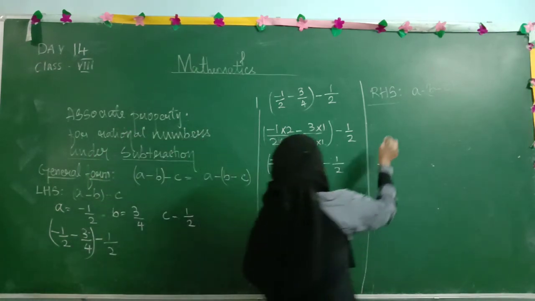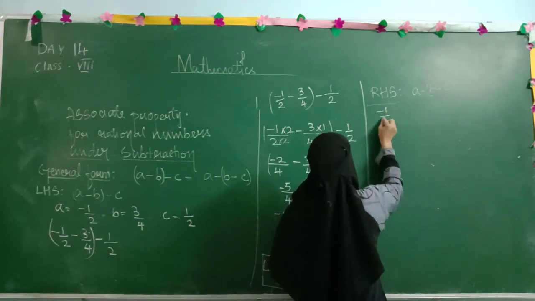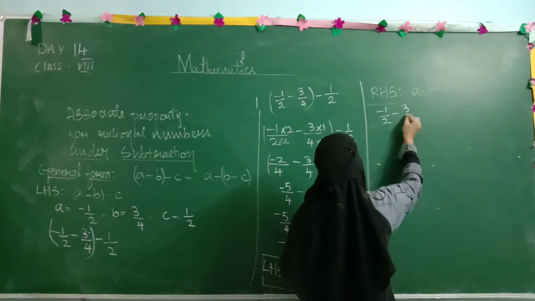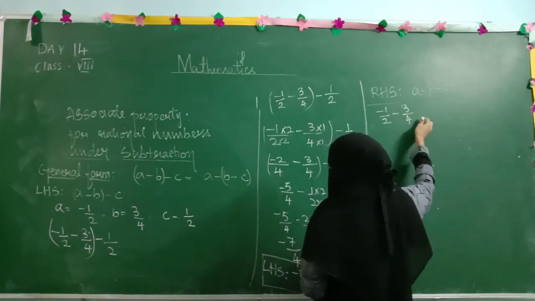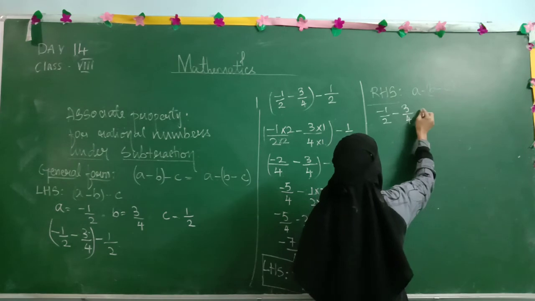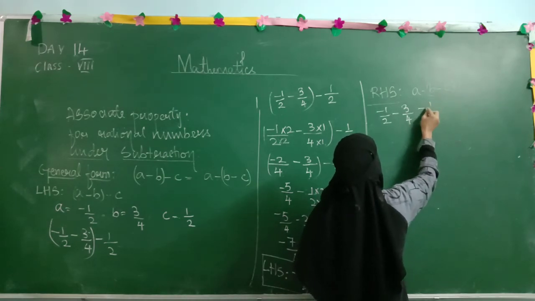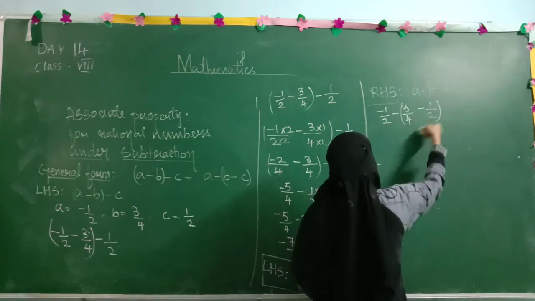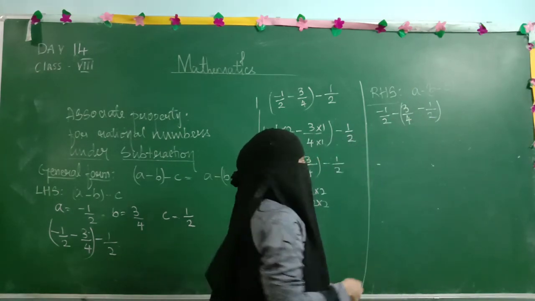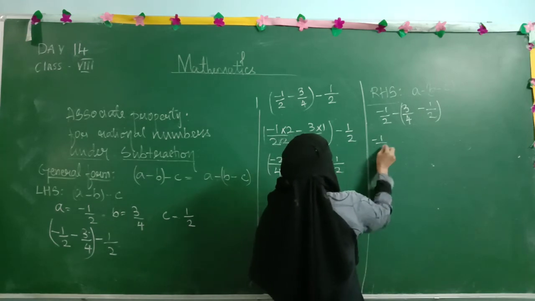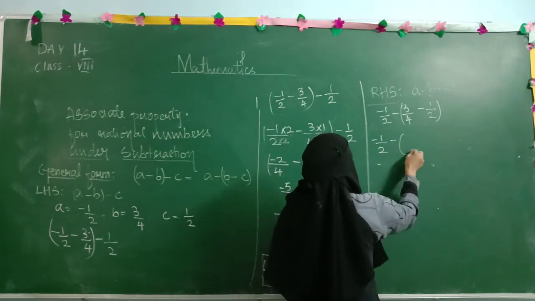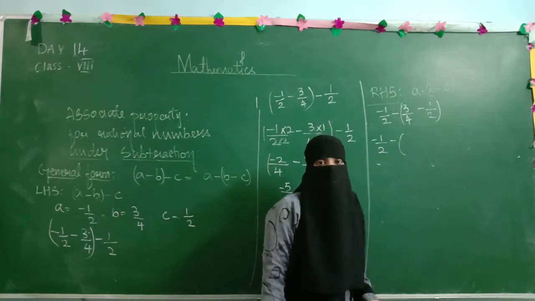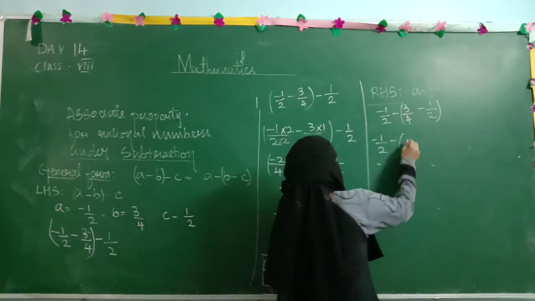We need to substitute in that condition. So what is the A value? Minus 1 over 2, minus 3 over 4, minus 1 over 2. Minus 1 over 2. Now what to do? We need to give the brackets to the last two terms. Fine. Good. So minus 1 by 2 minus, here you are finding again the denominators are not the same. We need to make it equal. So how? Yes, very good.